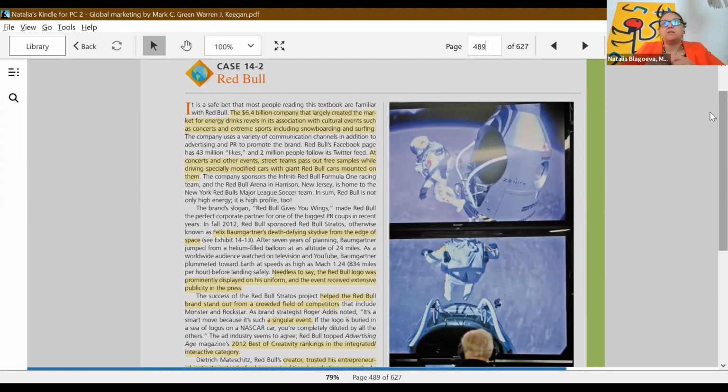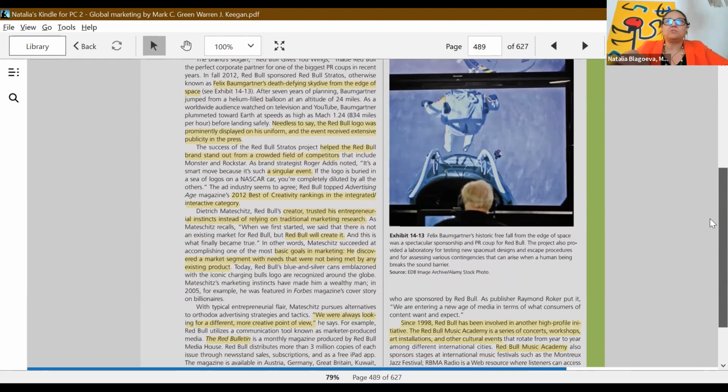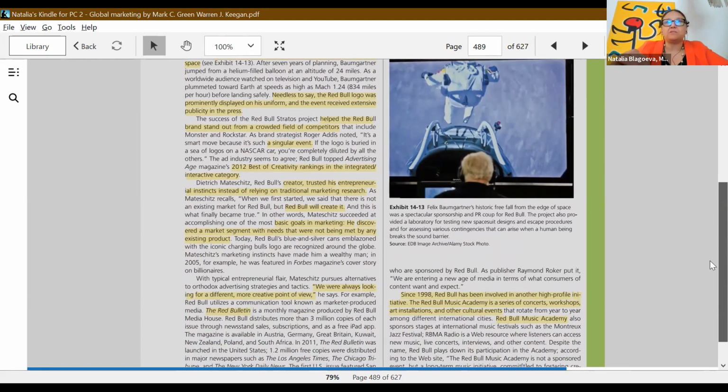The brand slogan is Red Bull gives you wings. And this person really flew basically in space, from space. So this was an example of a really, really successful strategy, but also a very high risk situation. So it could have gone wrong. It could have created also negative publicity.